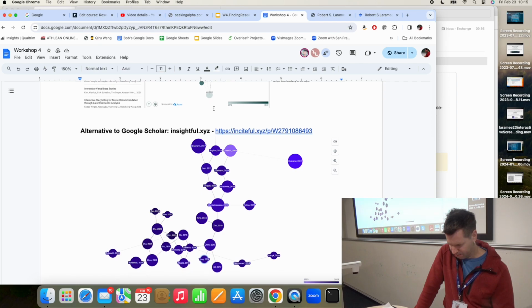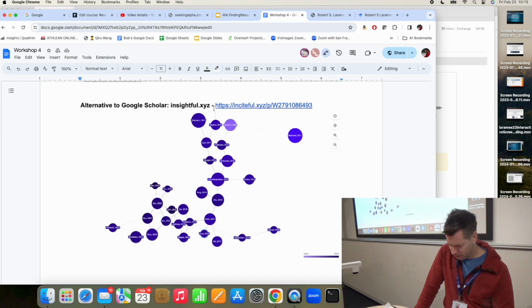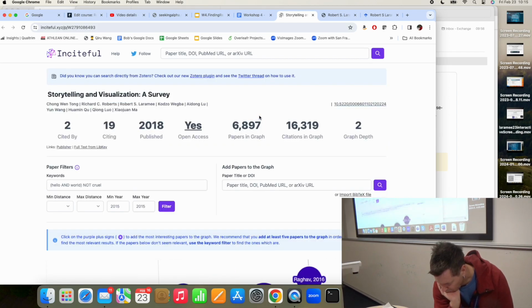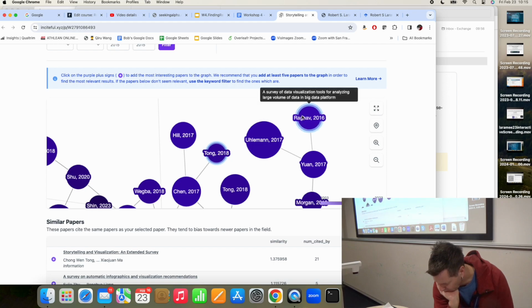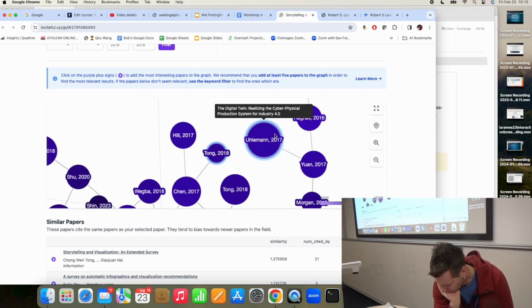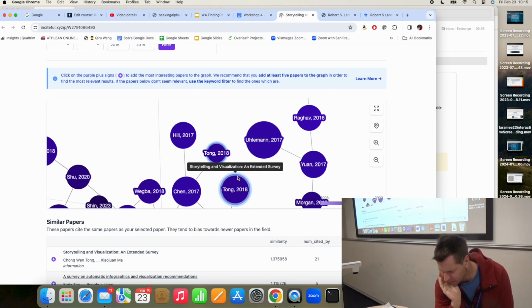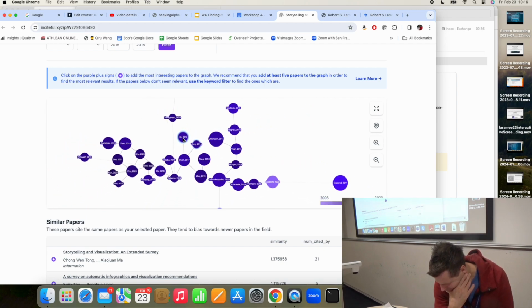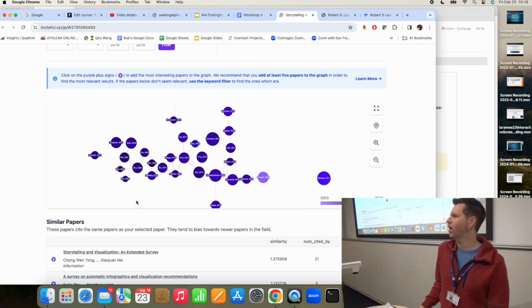Insightful. Yep. Okay, that's interesting. By the way, did anybody notice what the size is mapped to? Does anybody know what this size means in Insightful? Why the nodes are different sizes? These papers cite the same papers as your selected paper. They tend to bias towards newer papers in the field. It would be interesting to know what those sizes indicate.